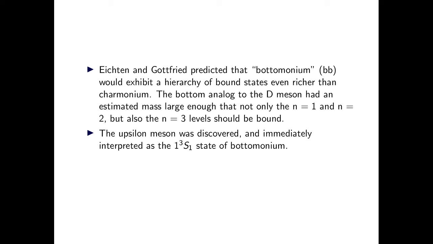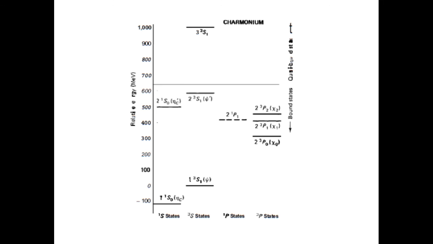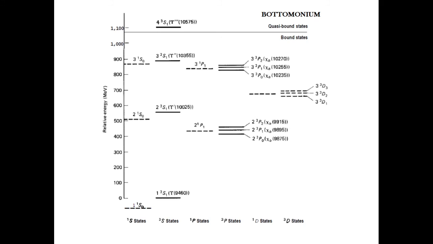Can you go to the next slide? The slide after the next slide. So this is basically the graph for bottomonium, and you'd notice that there are some similarities to what we'd seen in the spectral levels for charmonium, but there are some differences too, where we have many more levels right here, and the quasi-bound states only begin when n is equal to 4.